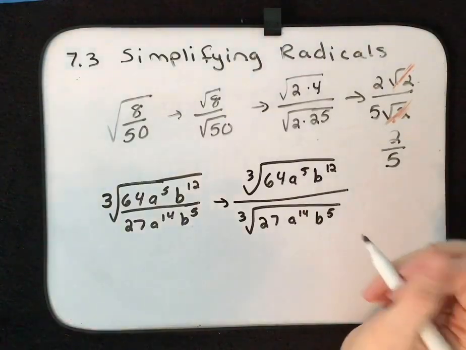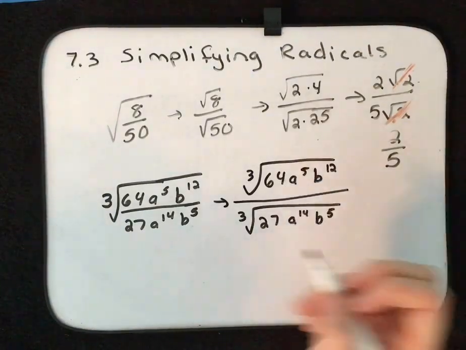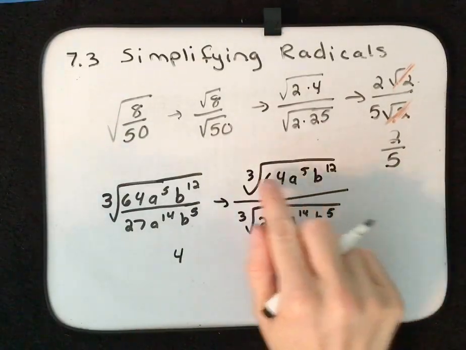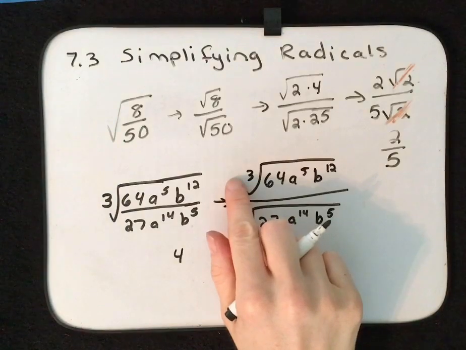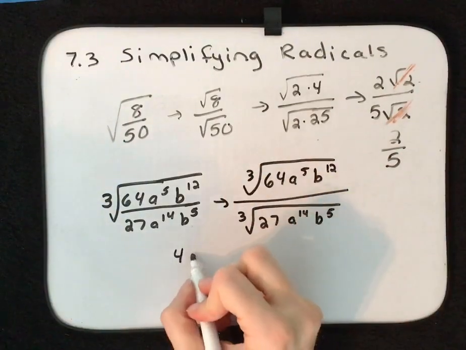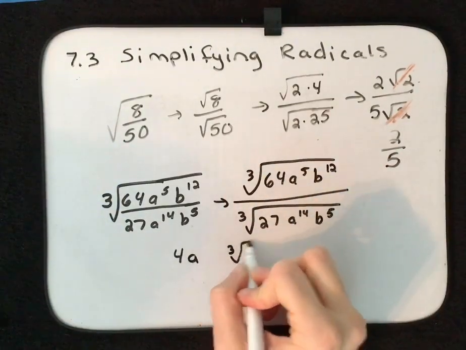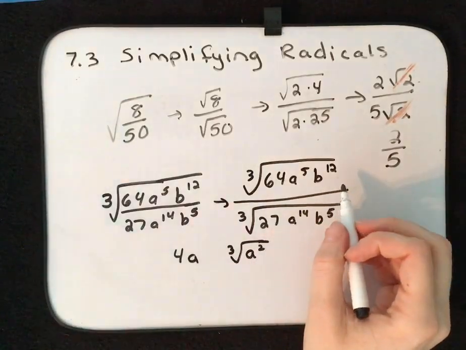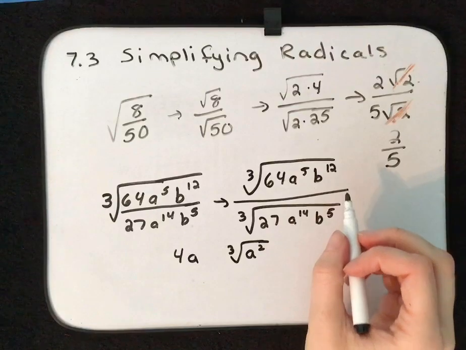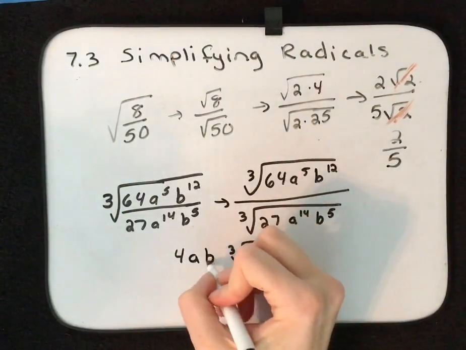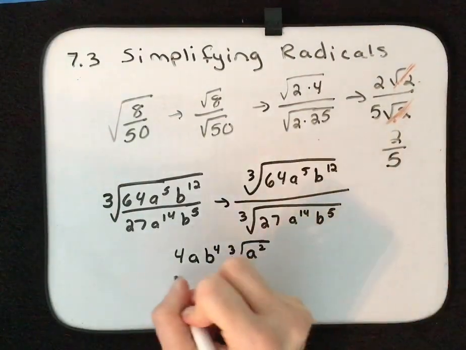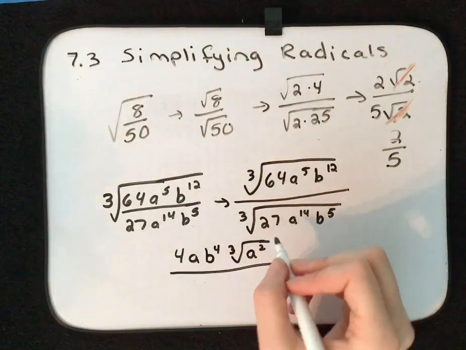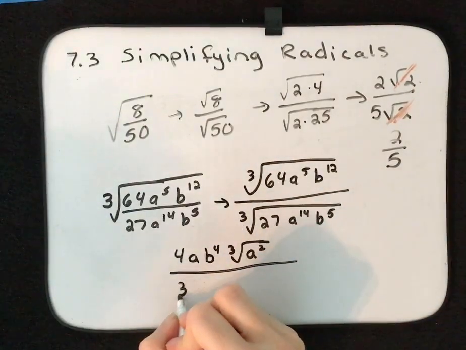So 64, well, that is 4 to the 3rd, so that's going to come out to be 4. A to the 5th, 5 over 3, that just gives us a with 2 left inside. So a to the 2nd left inside. B to the 12th, well, 12 divided by 3 is 4. So b to the 4. And then let's look at the bottom. 27, that is 3 to the 3rd. So the cube root of 27 is 3.